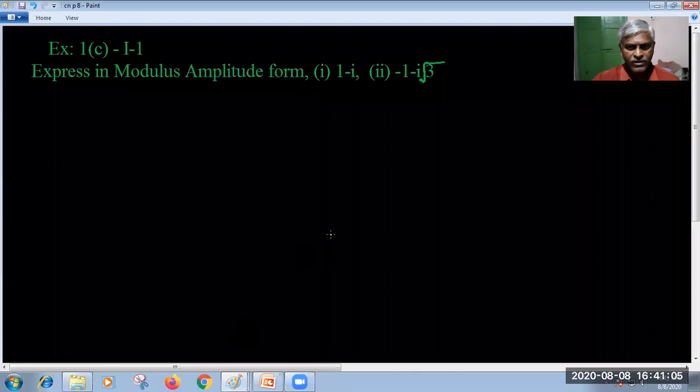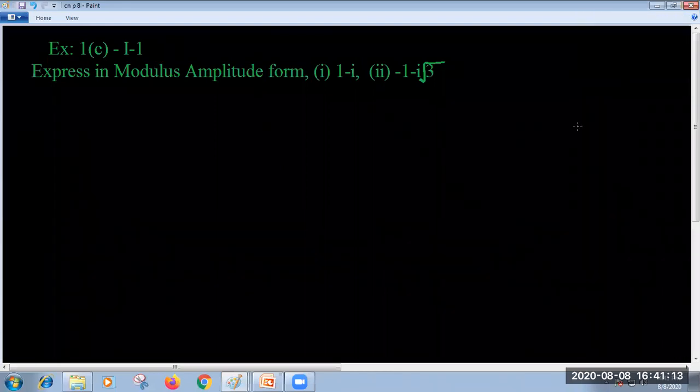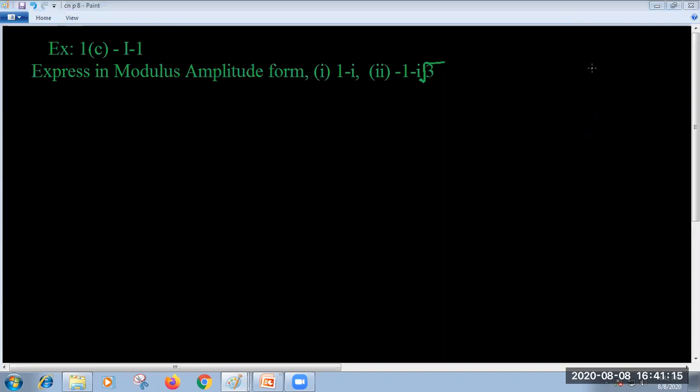Now look at this. This is a problem from your exercise, which is in the textbook. Exercise 1C, first one in Roman 1. Express in modulus amplitude form.